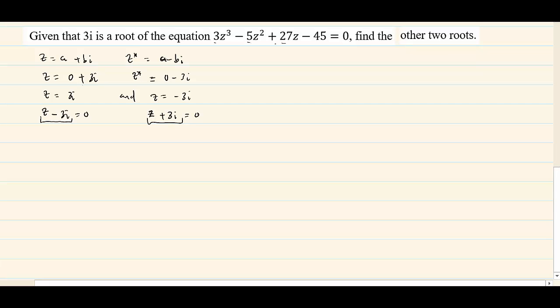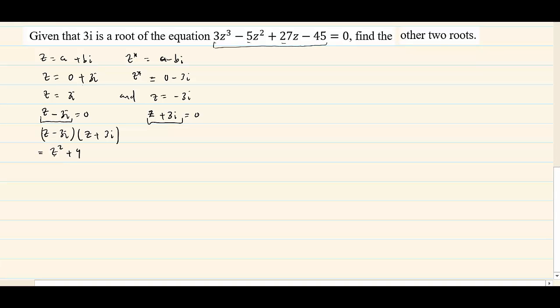Now we're going to multiply out these two factors. We'll take z minus 3i multiplied by z plus 3i. Because they satisfy this polynomial, they are factors of that polynomial. So if I simplify this, you can check that this gives you z squared plus 9. So this is also a factor of this given expression.